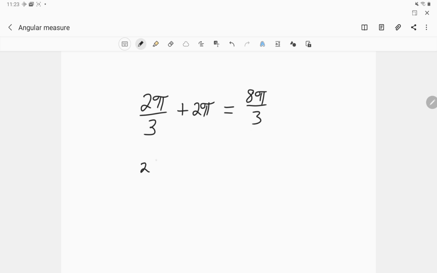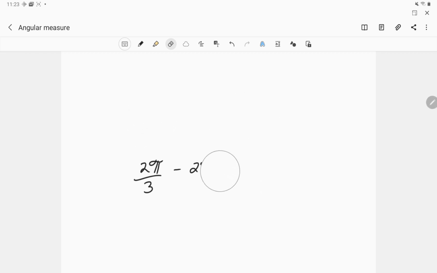If you want a negative coterminal arm, you subtract 2 pi. And again, I would just do 2 over 3 minus 2, but it ends up being negative 4 pi over 3. So there's a negative coterminal angle. So when they ask you about coterminal angles, just add 360 and subtract 360. If it's in radians, add 2 pi, subtract 2 pi.